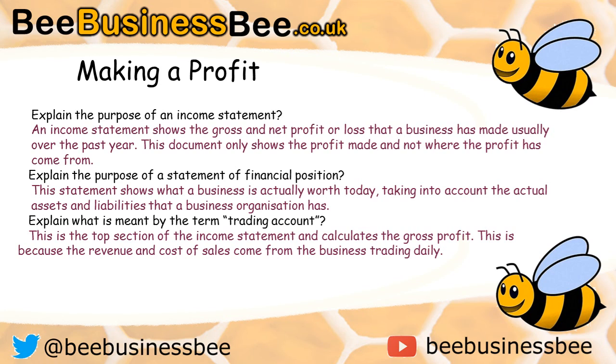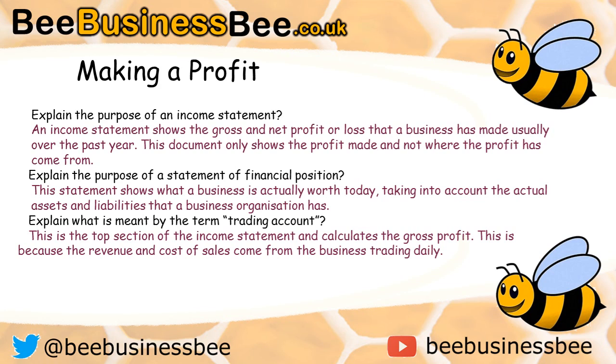Explain what's meant by the term trading account. Well, the trading account is the top section of the income statement. The income statement is broken into two sections, but the top section is the trading account where the gross profit is worked out. That's because to work out gross profit, you need to do revenue minus cost of sales.